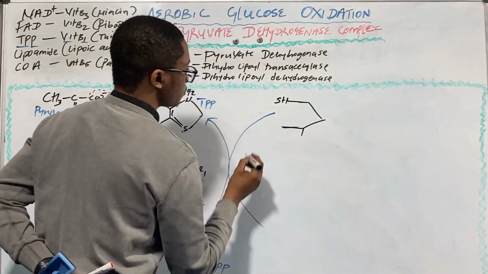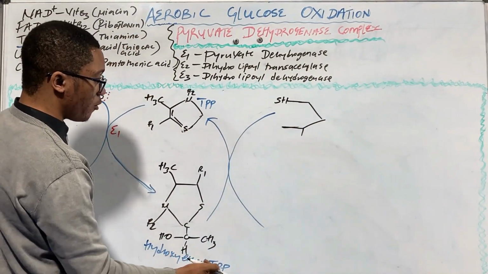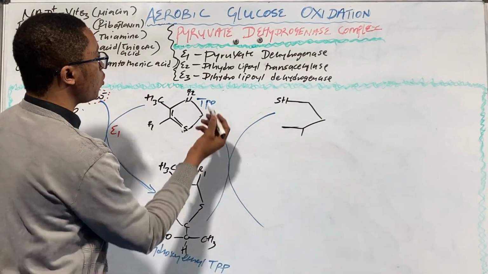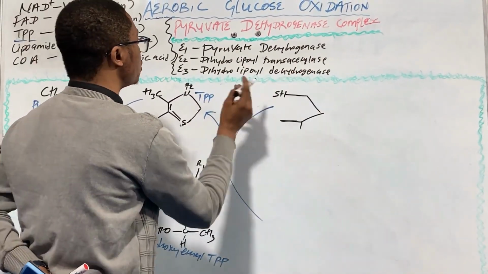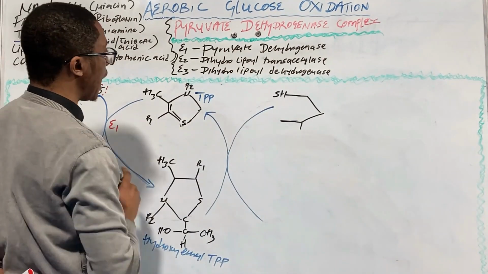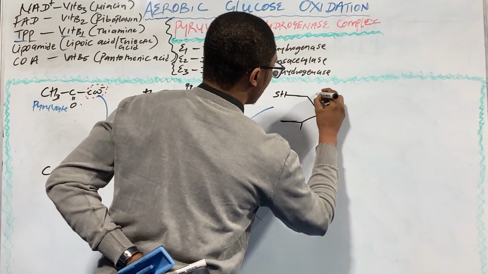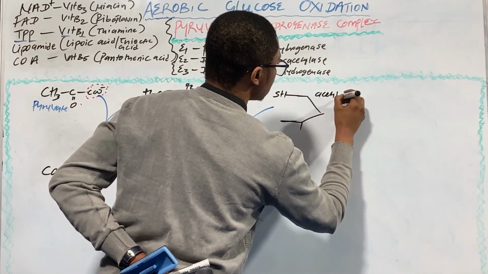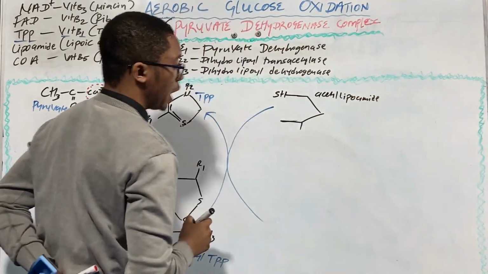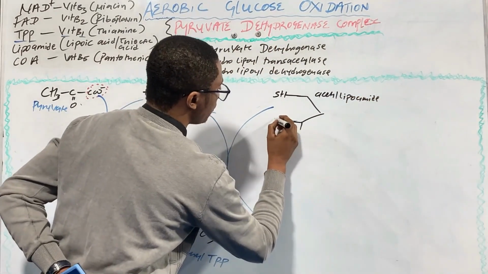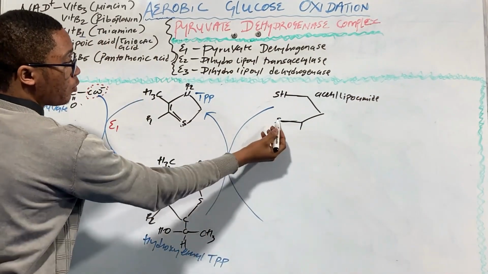All right. So this is the thiol group that was formed. Hydroxyethyl thiamine pyrophosphate reacts with the second enzyme, dihydrolipoyl transacetylase, which is attached to lipoamide, and forms what? It forms acetyl lipoamide. Acetyl lipoamide. All right.